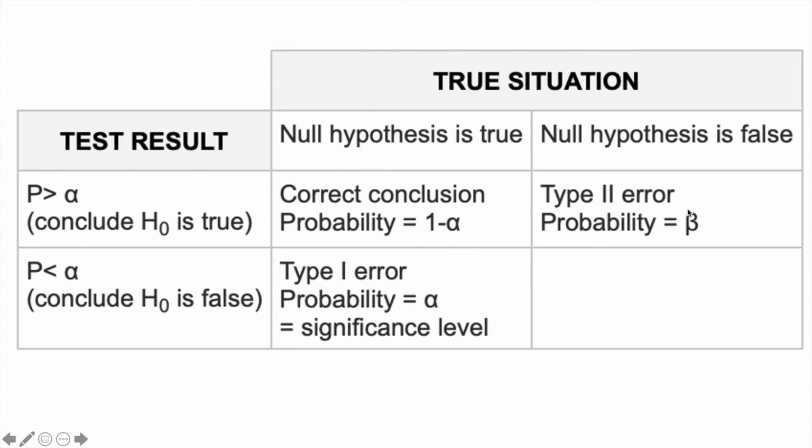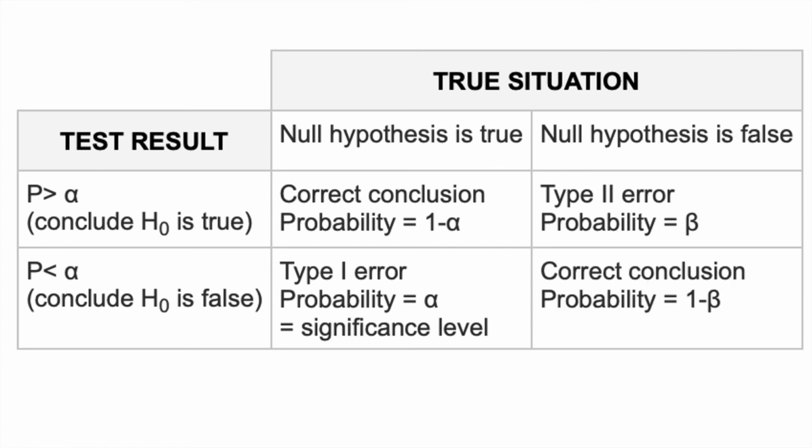Okay, and the last option is if the null hypothesis is false and we conclude correctly that it is false. This is very good, very powerful, and this is the power of the study. This is a correct conclusion. If this is beta, this is 1 minus beta, which is the power of the test. Usually the power should be more than 80%.